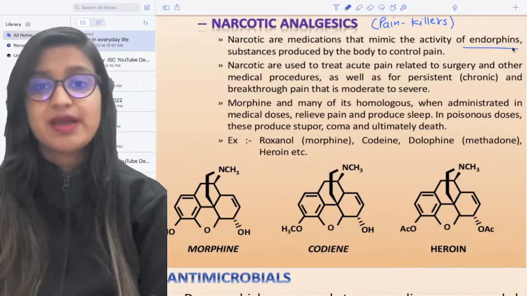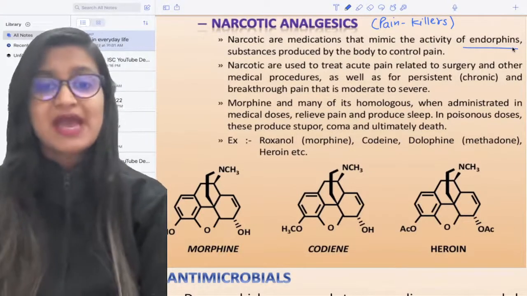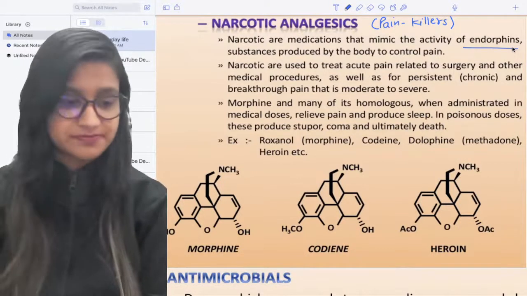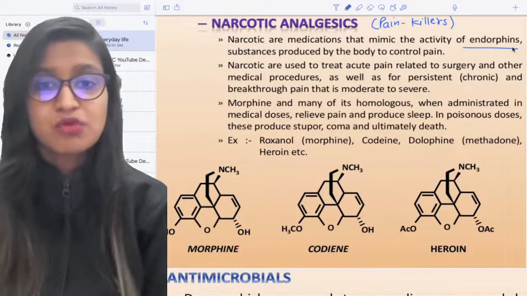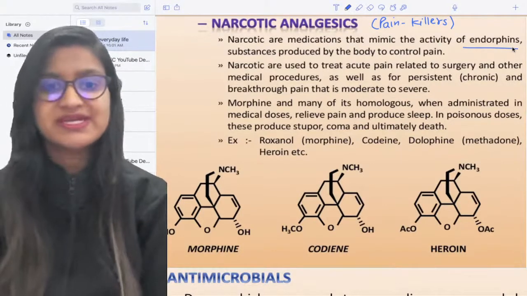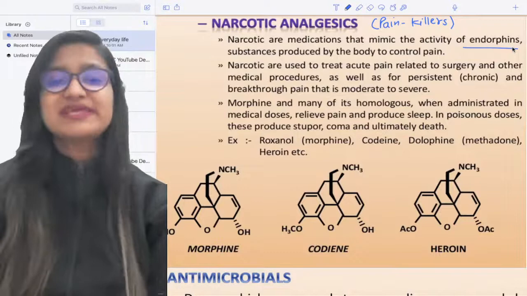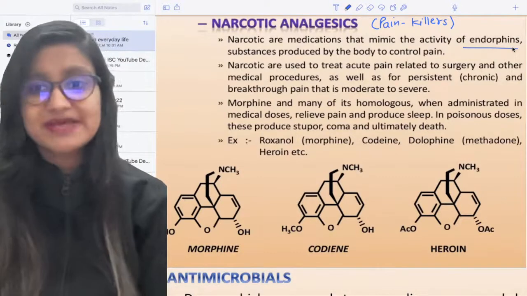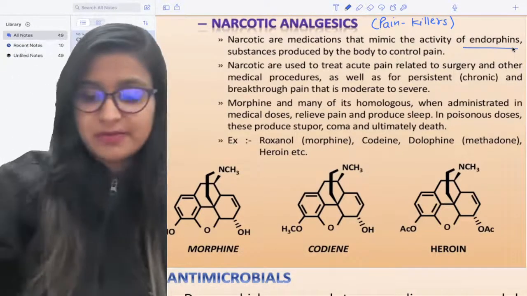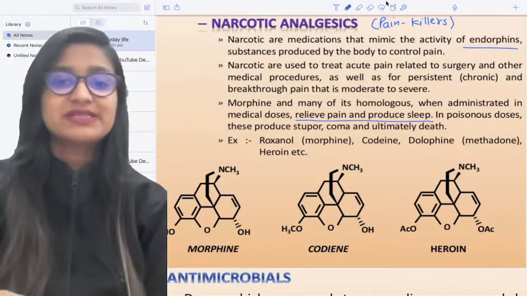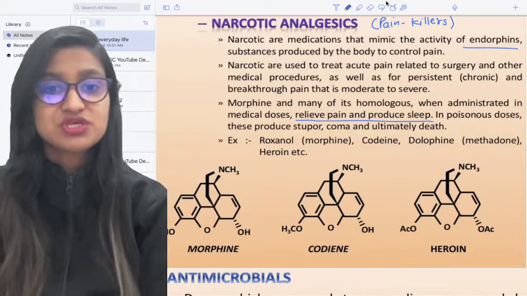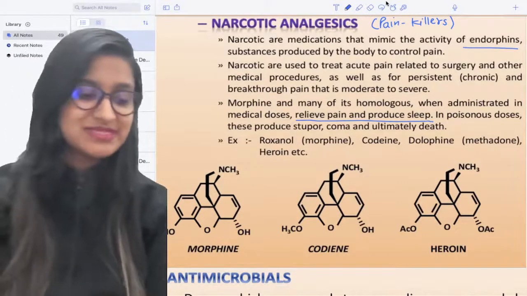Narcotics are used to treat acute pain related to surgery and other medical procedures, as well as for persistent and breakthrough pain that is moderate to severe. Next, morphine and many of its homologues, we have studied the homologous series. When administered in medical doses they relieve pain and produce sleep. In poisonous doses, these produce stupor, coma and ultimately death.